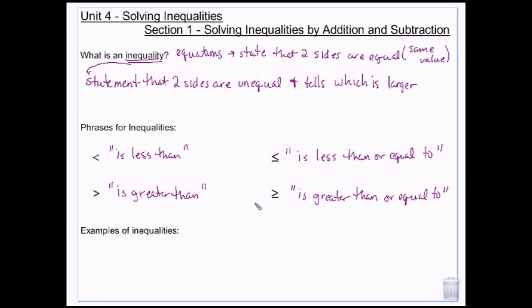Okay. So we have examples of inequalities. 5 is greater than 3. And 6.8 is less than or equal to 6.8, because the equal to makes it true. I could never say 6.8 is less than 6.8, because that's not true. That equal, though, makes it true. I could also say 6.8 is greater than or equal to 6.8. These are both true.